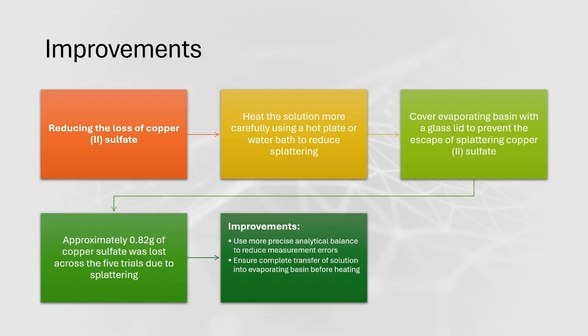To improve the accuracy and reliability of the experiment, we could have used a hot plate or water bath, which provides a more controlled heat below the boiling point and eliminates splatter, ensuring the full mass of copper sulfate is retained in the basin for weighing. Using a desiccator would further reduce measurement uncertainty, as would using more calibrated equipment for measurement. Repeating the trials more would have weeded out outliers in the experiment and possibly made the concentration reach industrial standards.